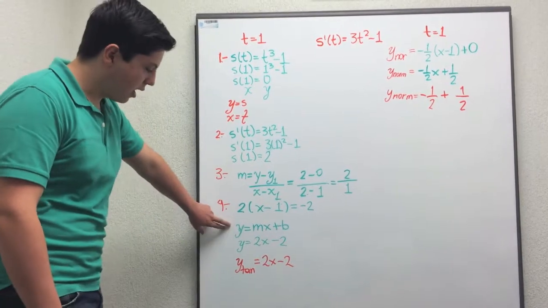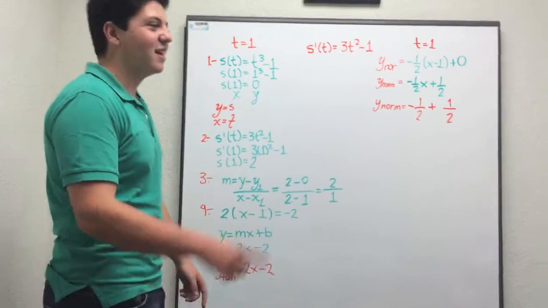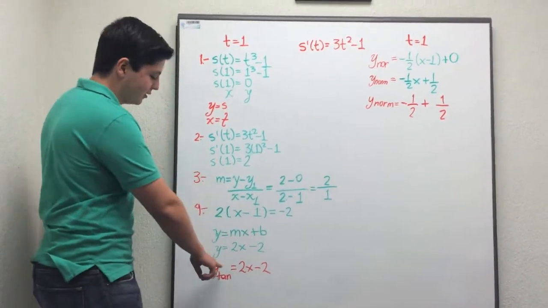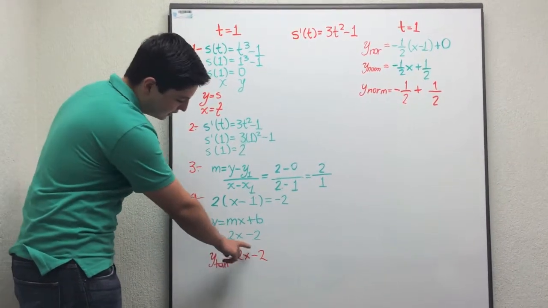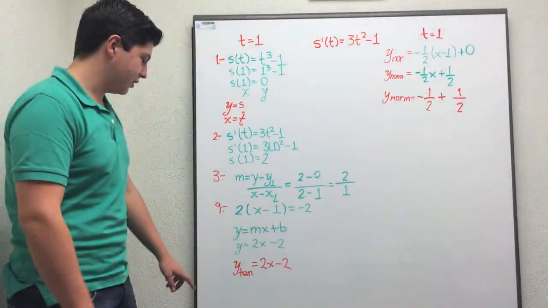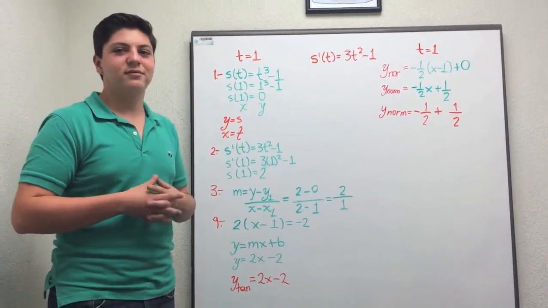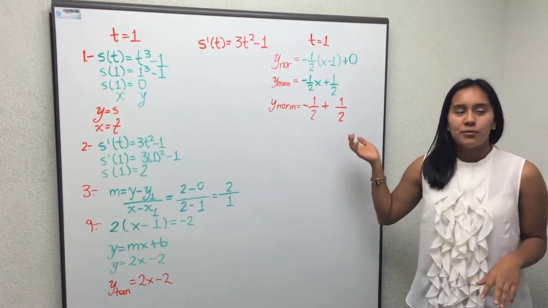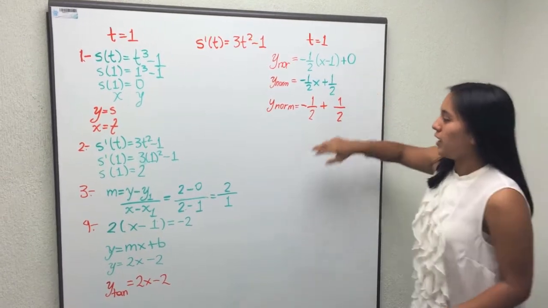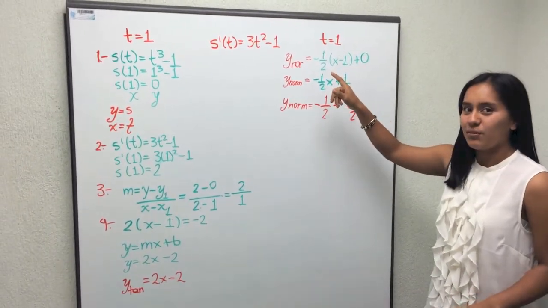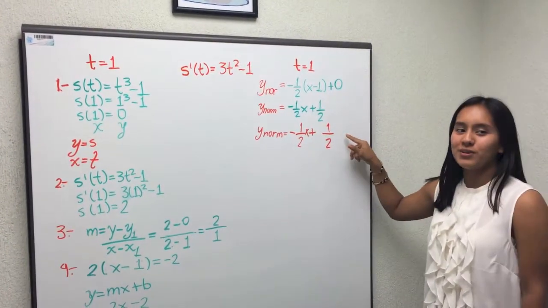So y is equal to slope times x plus the y-intercept. This will be y is equal to 2 times x minus 2. And this is the tangent line, y is equal to 2x minus 2. To obtain the equation of a normal line, we know that it's perpendicular, so we flip the number and change the sign. The normal line is equal to minus 1 over 2 x plus y over 2.